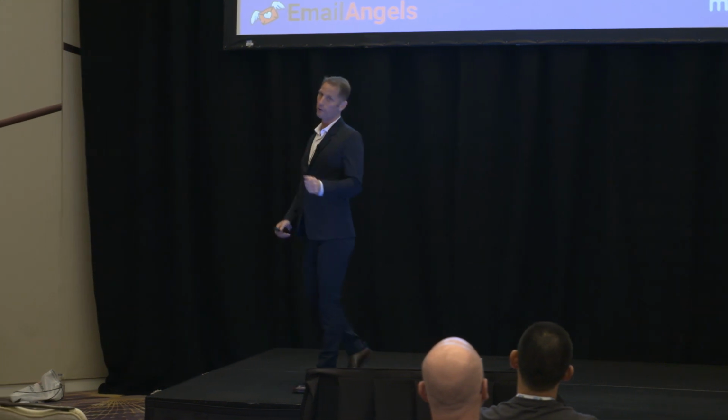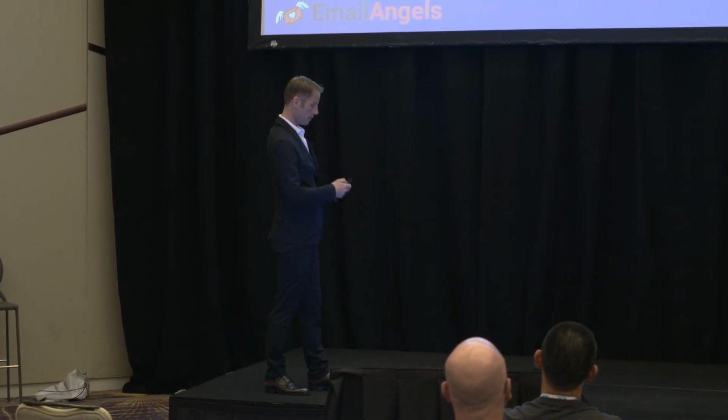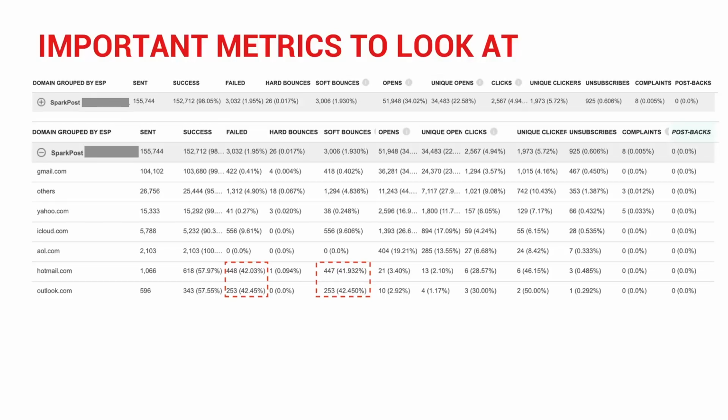But you need to look more granularly into the metrics. You need to expand it, and you need to look at the metrics per domain. When we do that, this didn't tell us much, but now you can see Hotmail and Outlook. Ooh, these numbers are just not good. So that is basically, we are blocked. We're not even getting into the inbox here. They're probably rejecting our messages at this point.